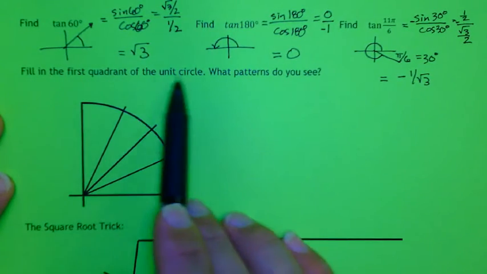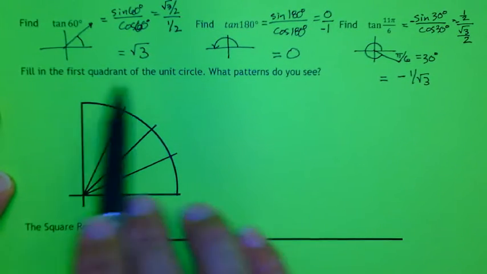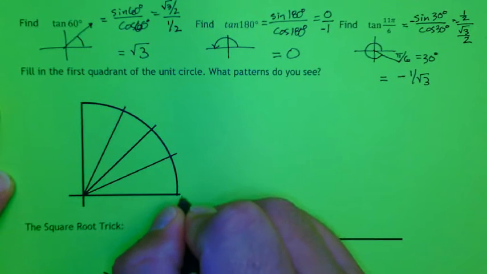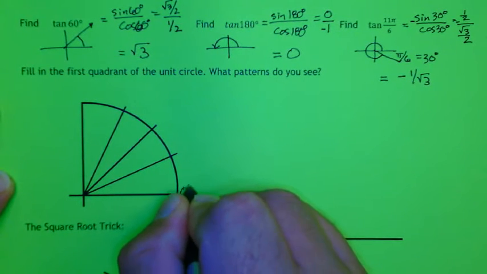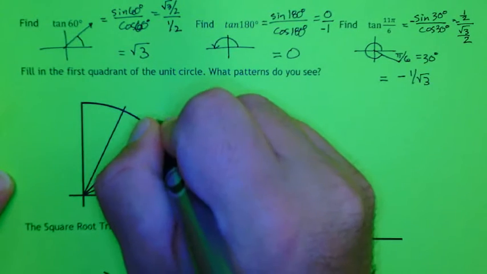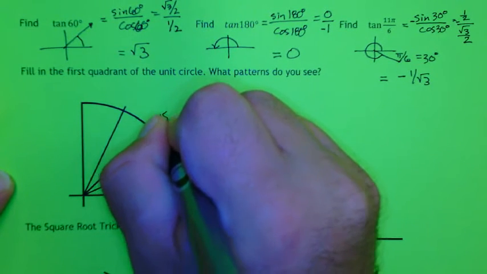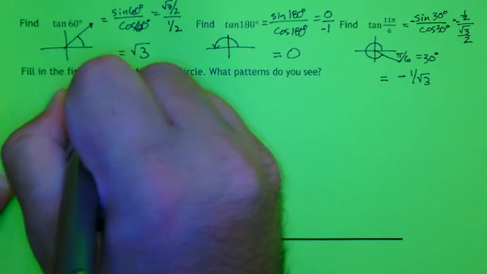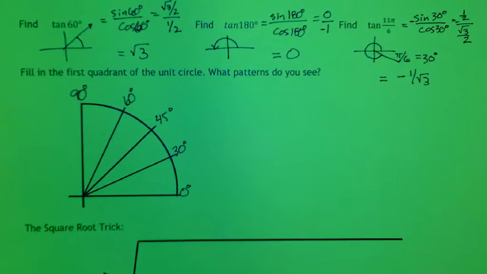Okay, so the first quadrant of the unit circle is what we want to work with, right? That we know that we have 0 degrees, 30 degrees, 45 degrees, 60 degrees, and 90 degrees.